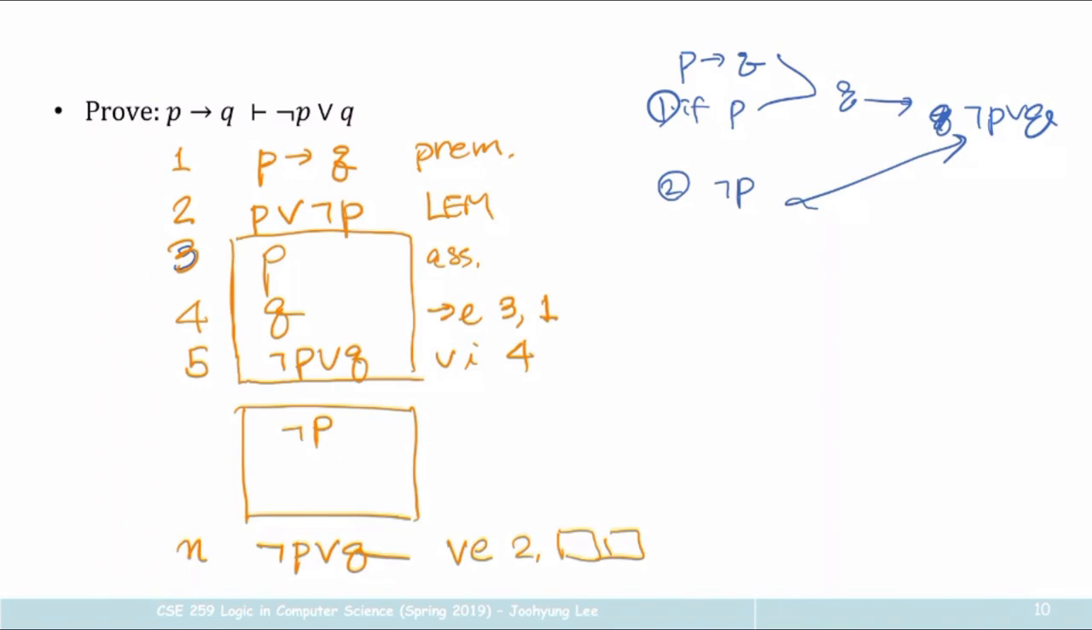Also in case 2, we need to prove not P or Q. How can we do this? This is an assumption. This is actually immediate because not P is already true, so not P or Q is also true by OR introduction for line 6. And since we established everything needed to use OR elimination, we are done. This is 3 to 5, and this is 6 to 7.